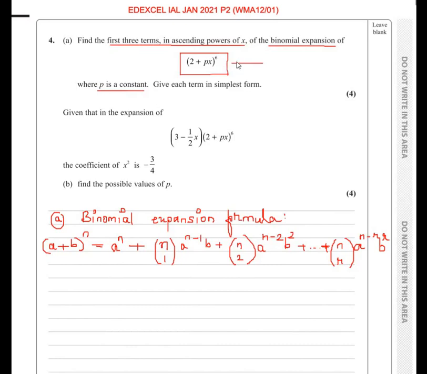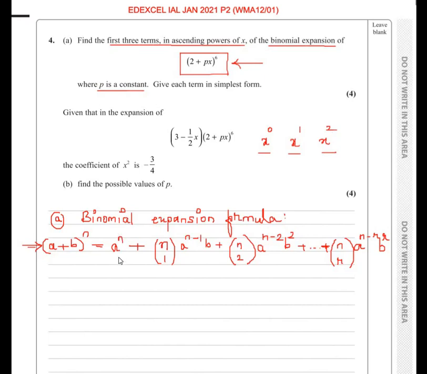Here we are going to use the formula of binomial expansion. I have already written the binomial expansion formula over here. This is the formula you are going to use. In the question they have clearly said that you have to write the first three terms in ascending powers of x. So the first power of x is going to be x to the power of 0, then x to the power of 1, and then x to the power of 2. These are the first three terms, starting from 0 till power of 2.